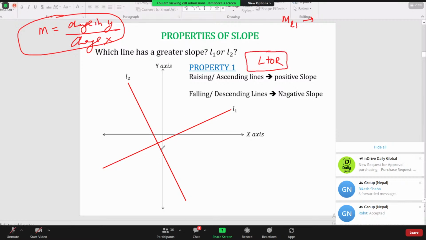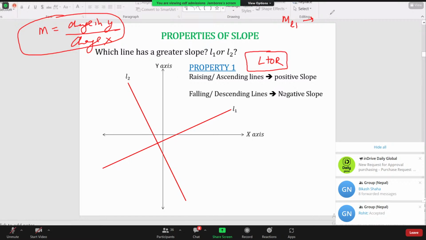And we always read the question also. In mathematics, we go from left to right only. Now, if you look at the line L1 from left to right, you will see it is moving up, which means if I go along the x-axis from left to right, this line is moving up. That means if x is increasing, going towards the positive side, y is also increasing because the line is moving up.